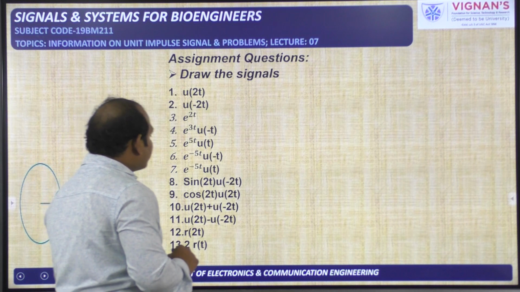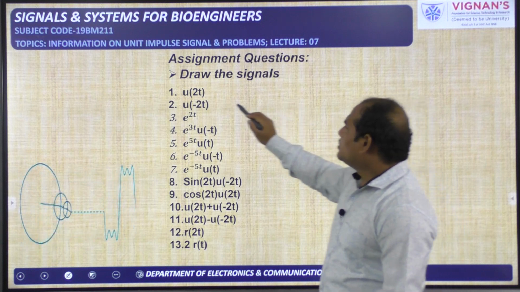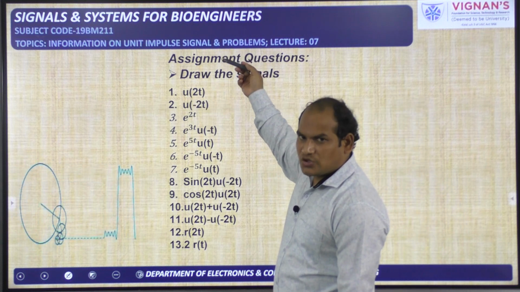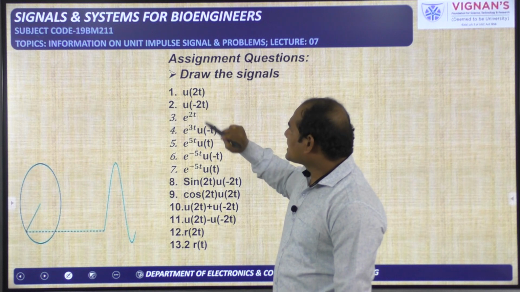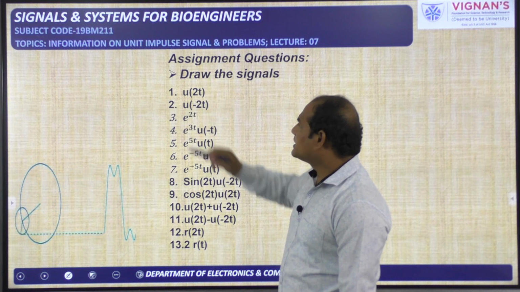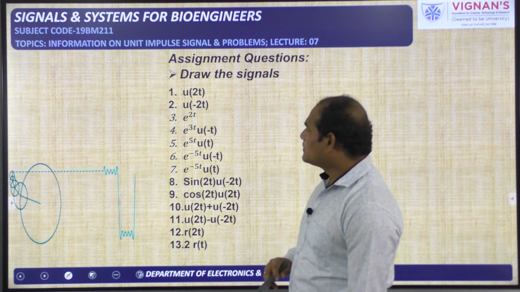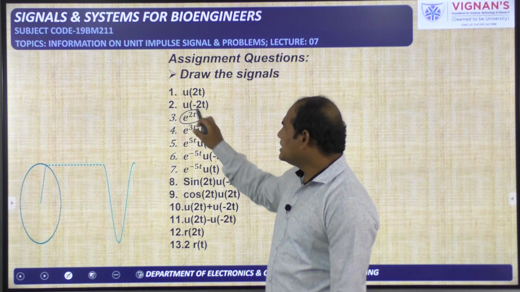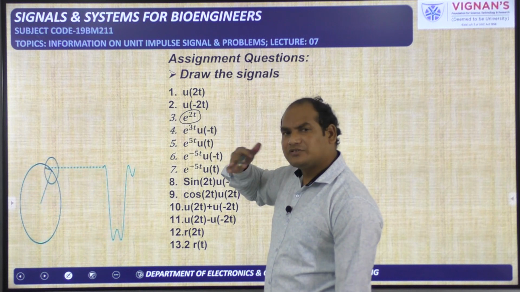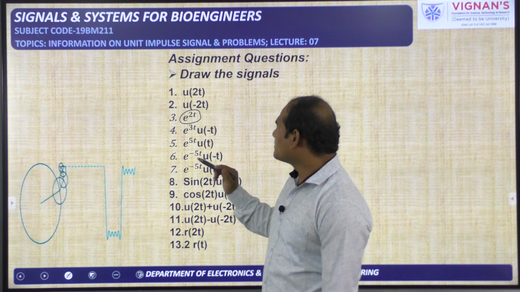Now these are the assignment questions. You have to draw all the signals. U of 2t, you know what is u of t, apply the time scaling with the factor 2. Next you apply the time scaling with factor 2 and do the time reversal. E power 2t you have to draw. Here e power 2t means you need to take the values of e power 2t for positive values of t and for negative values of t also. So both sides you have to perform.